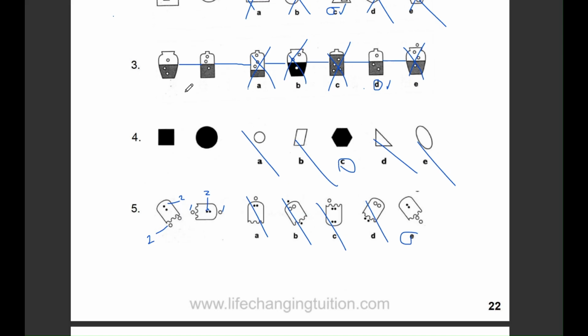Question 4. Rule: pick the shape that is filled in block, solid. The exact shape doesn't matter. Eliminate A, white outline circle. B, white outline slant and rectangle. D, white outline triangle. E, white outline oval. Answer C, the only solid black shape, a hexagon.